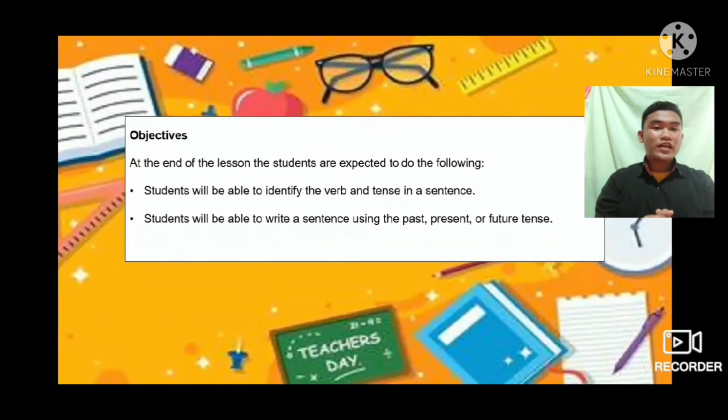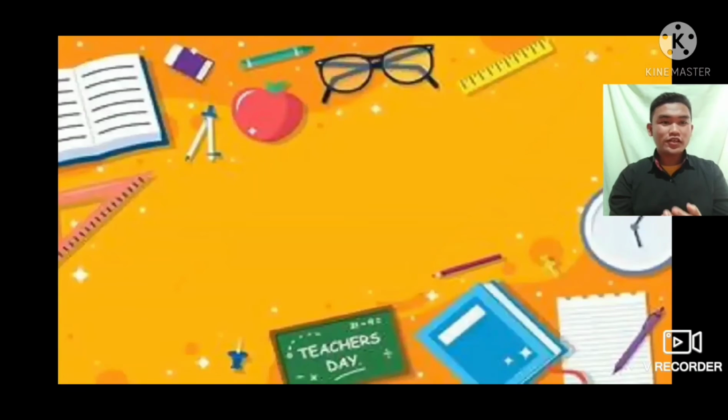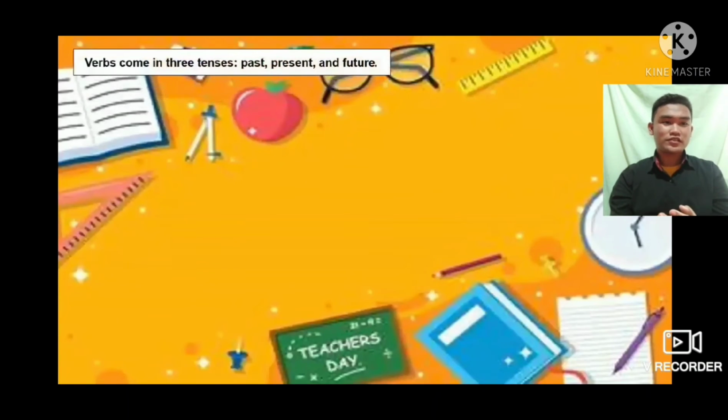The objectives of the lesson are as follows. At the end of the lesson, the students are expected to do the following. Students will be able to identify the verb and tense in a sentence, and students will be able to write a sentence using the past, present, or future tense. The lesson is all about verb tenses.